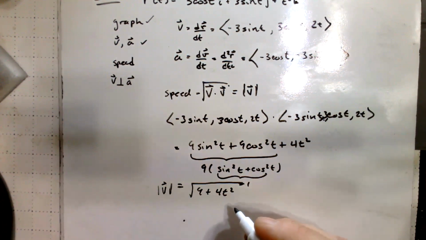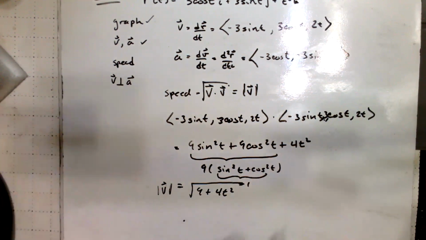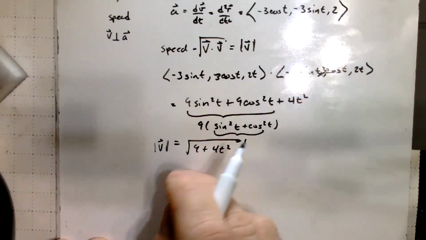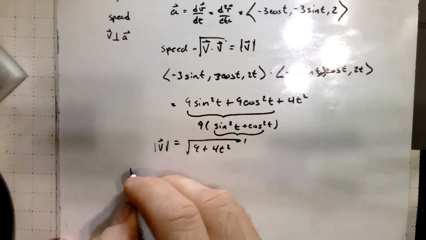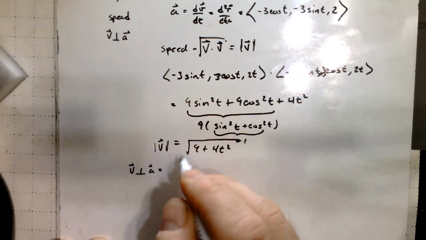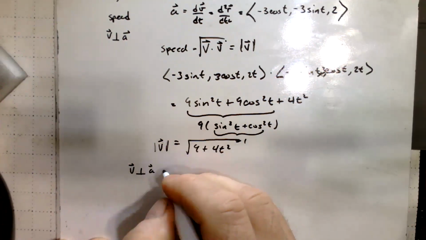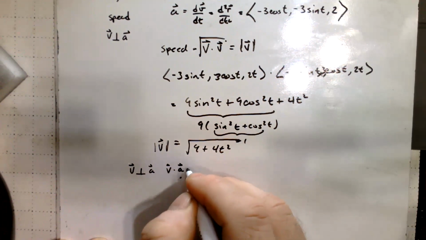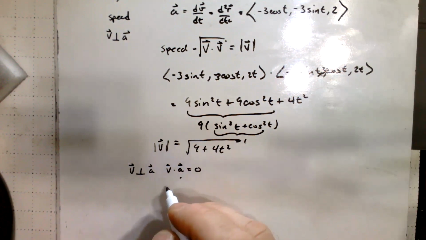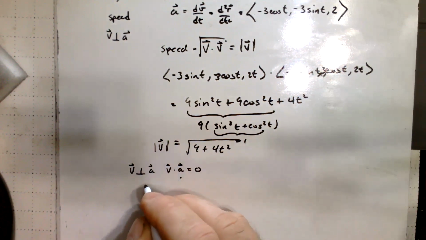And then we wanted to know if the velocity is ever perpendicular to the acceleration. If you recall, by definition, the orthogonality of two vectors is defined by the dot product. This is true if v dot a equals 0. So all I have to do is take the dot product of these two and solve for t to find out if at any time those two are ever 0.